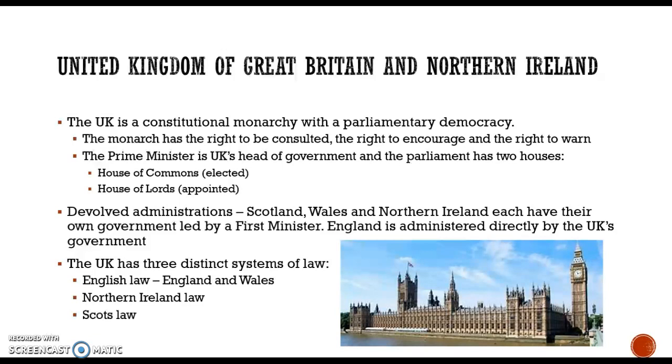There are also 3 distinct systems of law. People in England and Wales follow the English law. Northern Ireland follows Northern Ireland law, and Scotland follows Scots law. And because of this, each country has their own different education systems and different healthcare laws.